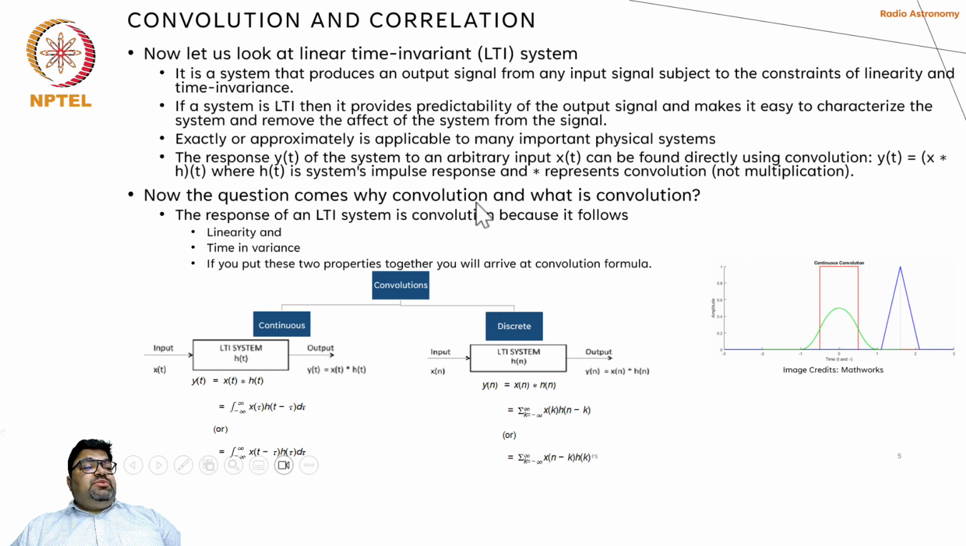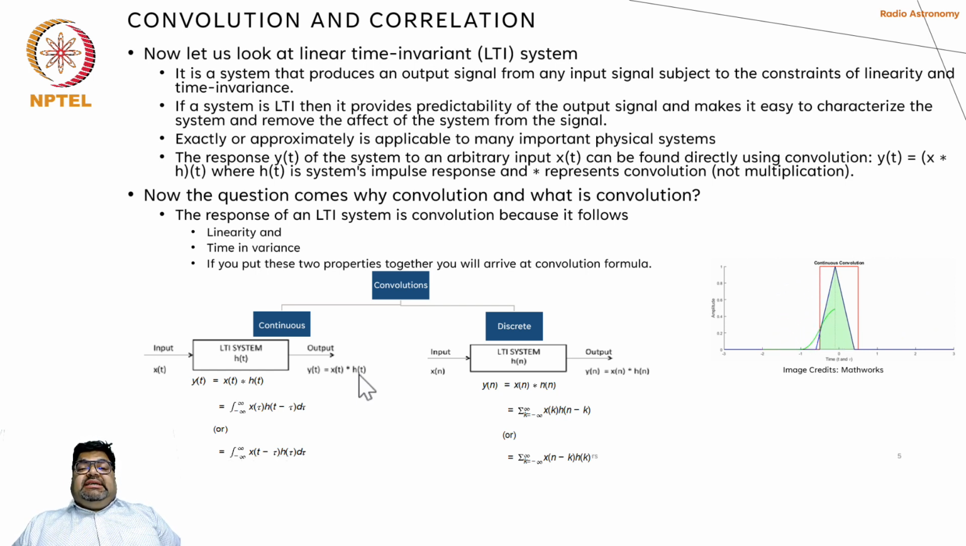Now the question comes, why convolution and what is convolution? The response of an LTI system is a convolution because it follows linearity and time invariance. If you put these two properties together, you will arrive at the convolution formula. A convolution can be of two types, continuous and discrete, just like before. You have an input signal and an output signal, where H is the effect of the system, and so the output is nothing but X convolved with H.